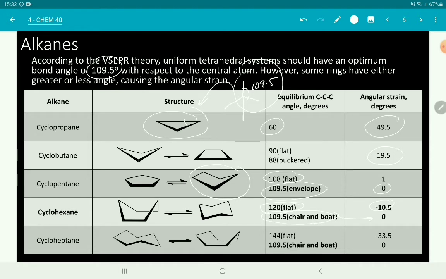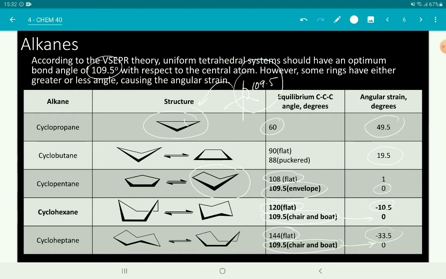Okay? So, for cycloheptane, 109.5 in chair and boat. So, kapag nakita ninyo ang cycloheptane, it's most usually in the chair or boat conformation. 144 kasi yung flat, so mataas ang kanyang angular strain. So, mahihirapan yung cycloheptane na mag-assume ng flat conformation because of the angular strain.